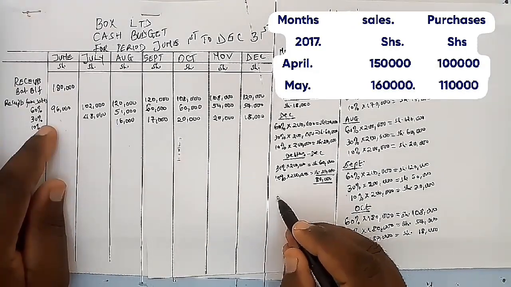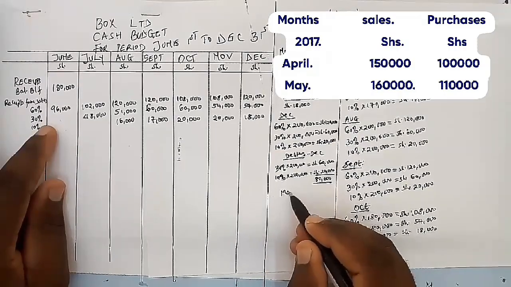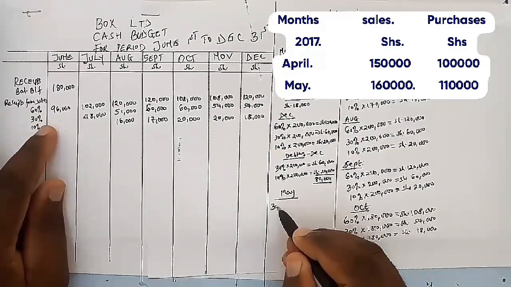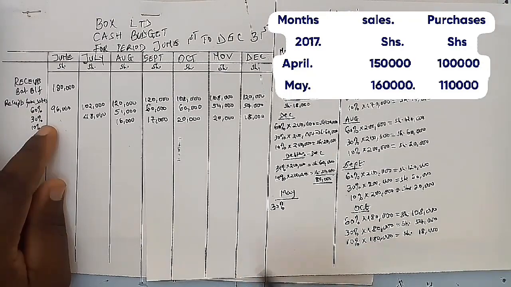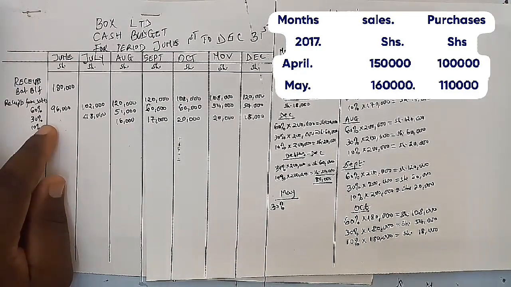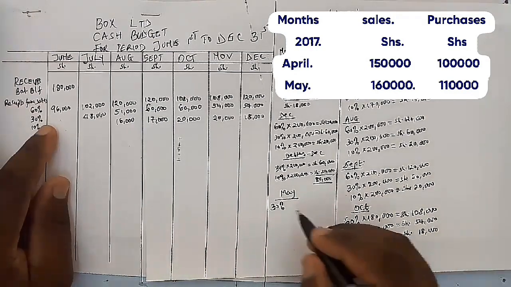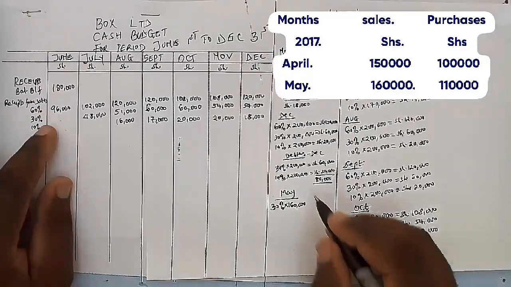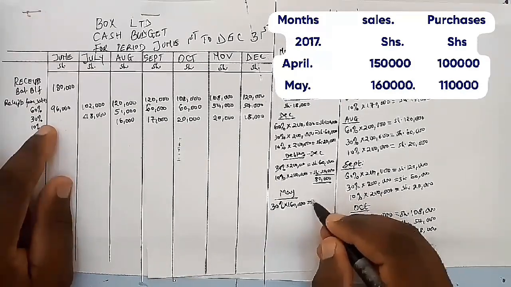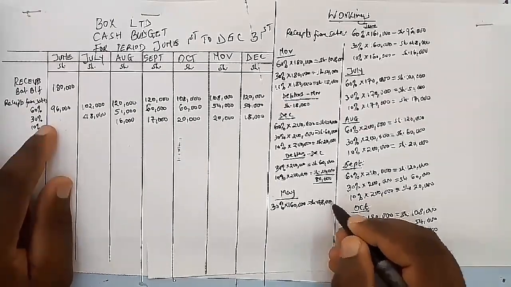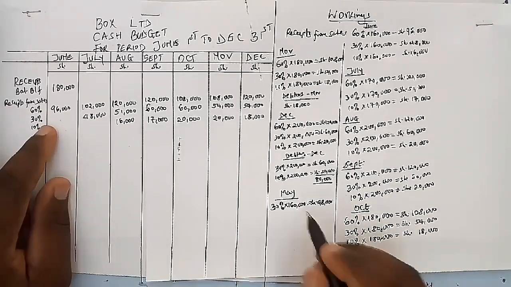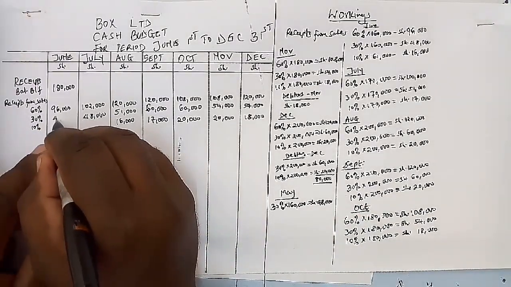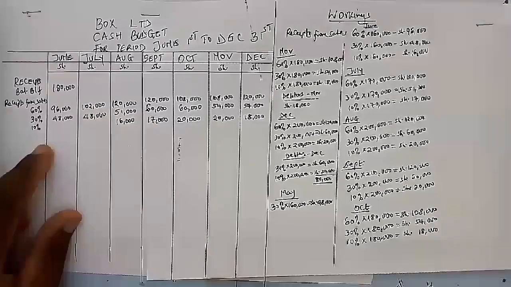So the 30%, so May, let me work here on May. The 30% of May will be received. So the sales for May was shillings 160,000. So 30% of 160,000 will be shillings 48,000. And this one was received the month of June. So we write here 48,000.